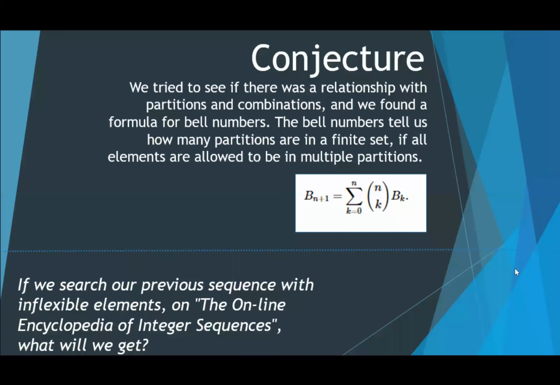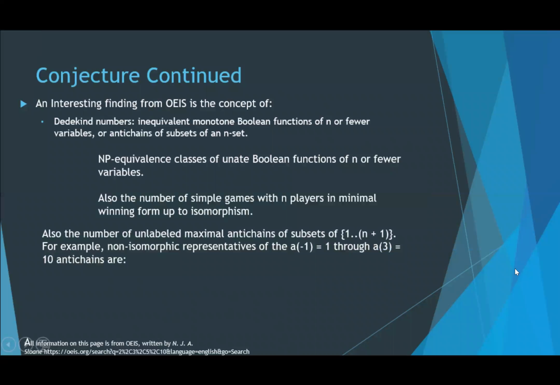By inputting the sequence 2, 3, 5, 10 into the OEIS, we actually see this concept of Dedekind numbers, which is really interesting, in the next slide. If you would like to read the rest of this, that's up to you.